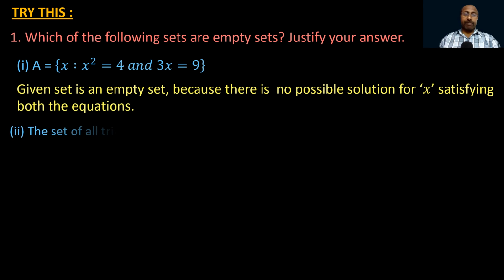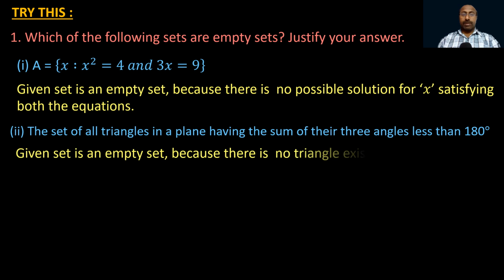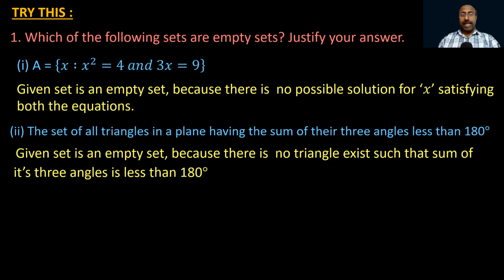And take the second one. The set of all triangles in a plane having the sum of their three angles less than 180 degrees. We know that in any type of triangle, the sum of the three angles is equal to 180 degrees. So the given set is an empty set because there is no triangle whose three angles sum to less than 180 degrees.